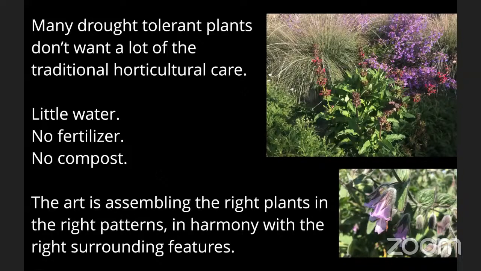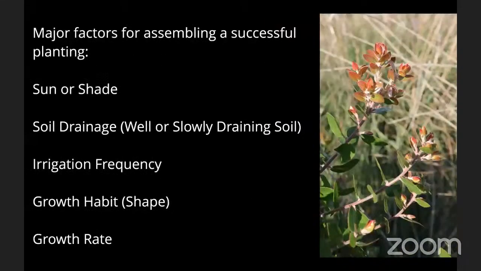The art is assembling the right plants and the right patterns in harmony with the right surrounding features. And so these are those major factors. Sun or shade. If a plant wants full sun, that's really defined as 6 or more hours of direct sunlight throughout most of the year. So it doesn't need to be blasting sun all day, all day. If it's on the east side of a house or the west side of a house, and so it's shade in the morning or shade in the afternoon, but really get sun throughout most of the day, that's going to be fine for being full sun.